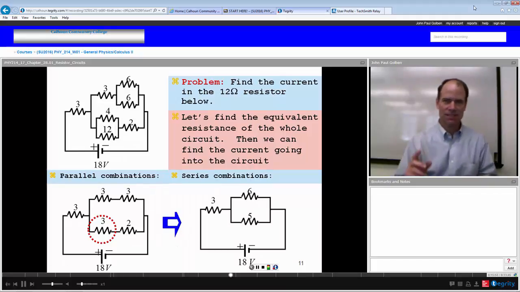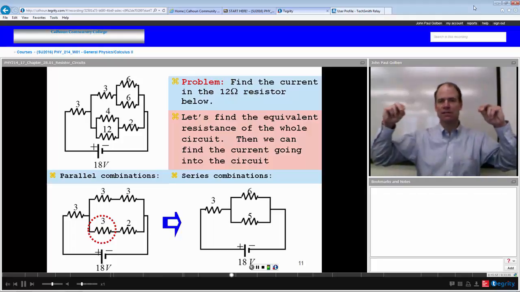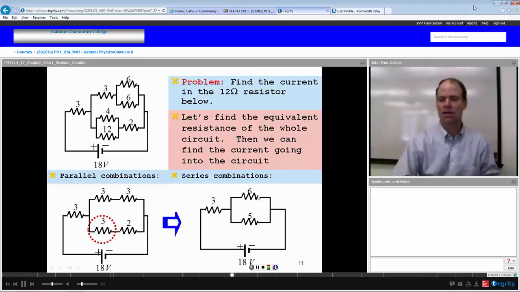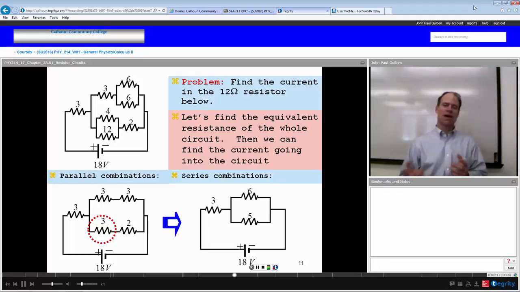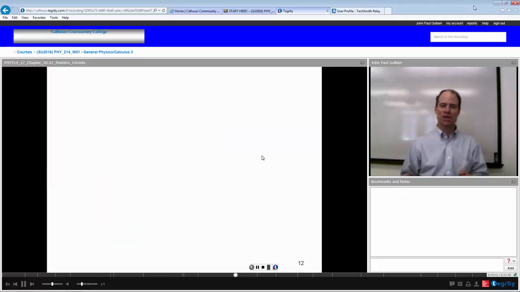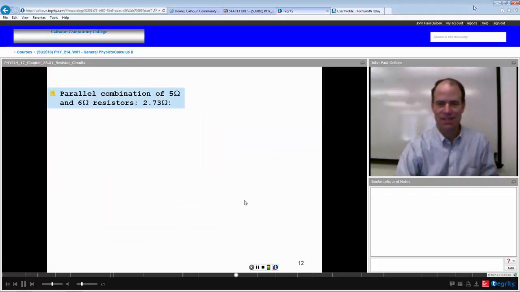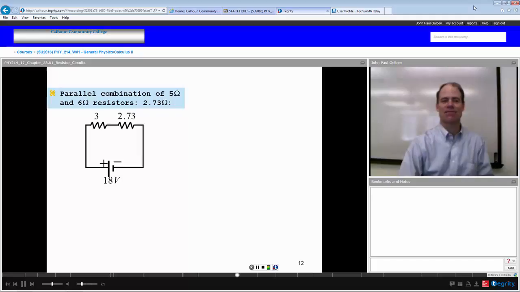Now the 6 and the 5 are in parallel. To be in parallel, they must be connected on both ends, and they are. So I have a 6 and 5 in parallel, and there's only 2 of them, so I'm going to do product over the sum. 6 times 5 is 30, divided by 6 plus 5 is 11. 30 divided by 11 is 2.73. So my circuit looks like this. I have a 3 in series with 2.73 ohms.